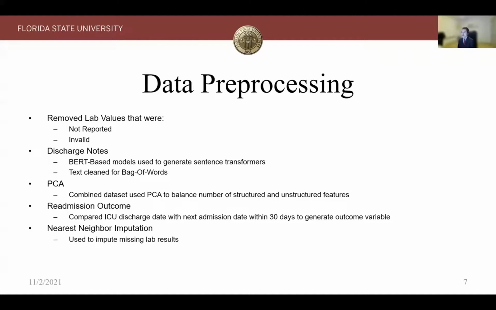The number of embeddings generated greatly outnumbered the number of structured features being provided. To mitigate this, PCA was used on the combined dataset models to match the number of unstructured features being provided versus the structured features. Readmission outcomes were a binary variable generated by comparing the ICU date of one admission with the next for a subject to determine if a readmission occurred within 30 days.